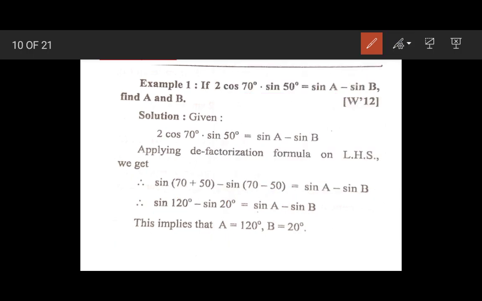And this is the next type of sum. Here, without using a calculator, prove that cos 20° cos 40° cos 60° cos 80° is equal to 1/16. So how to solve this? First let us take the left hand side: cos 20° cos 40° cos 60° cos 80°.